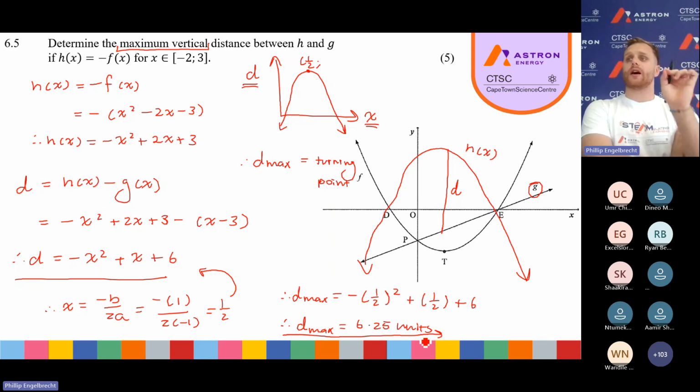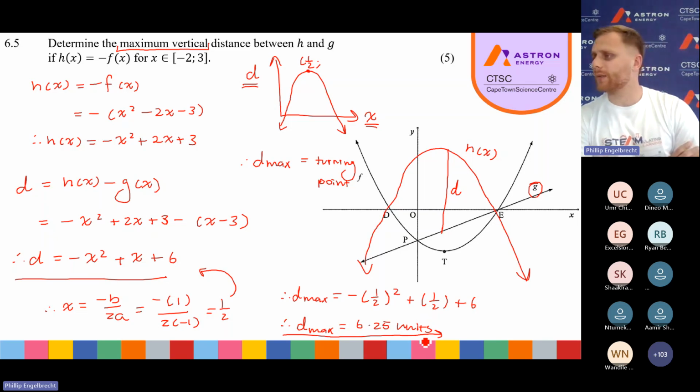Do we understand how I got to the maximum distance? So if you are ever doing functions and they ask you to calculate the maximum or the minimum distance between these two graphs, you use this equation, all right?